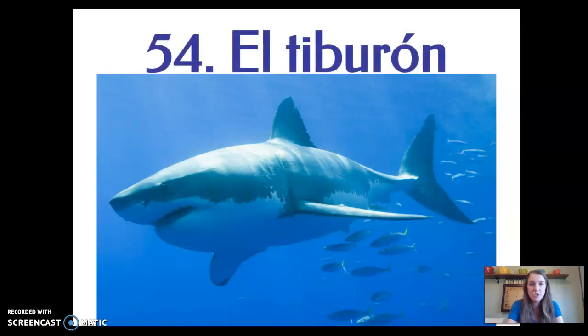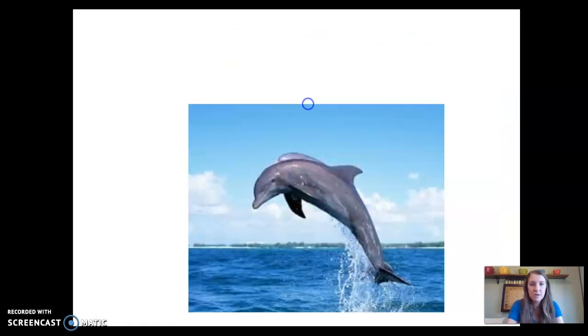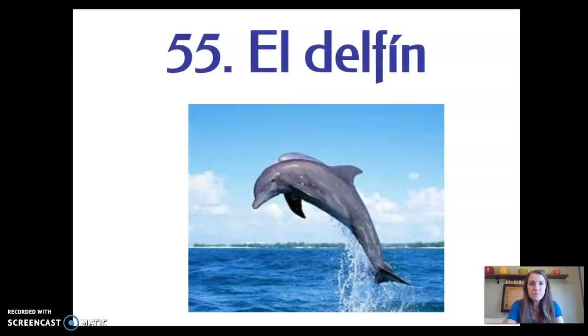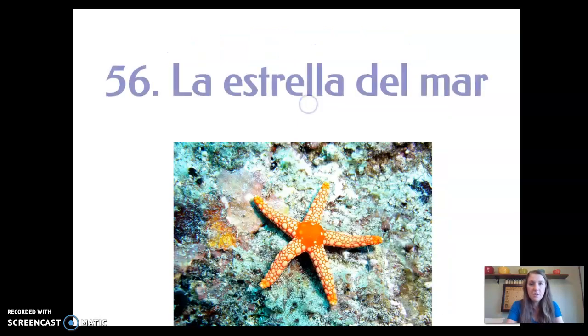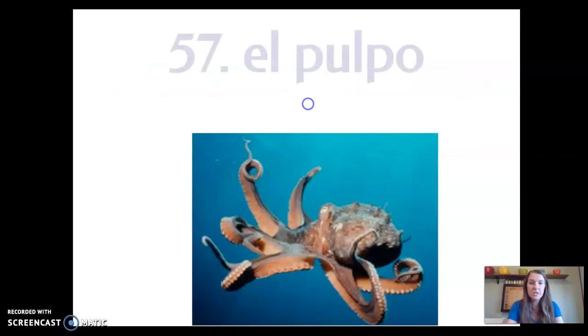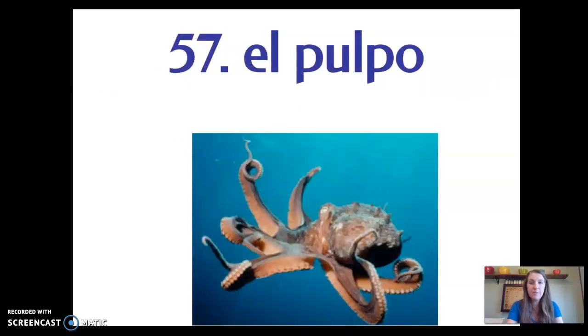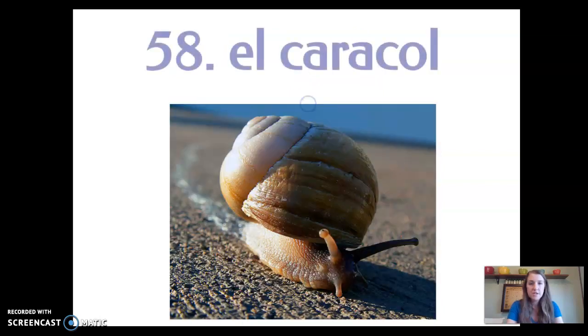All right, here's Jaws. El tiburón. El delfín, another cognate, delfín. Starfish or sea star, la estrella del mar, so star of the sea. So that one's a cognate. This guy, el pulpo is an octopus. A snail, el caracol.